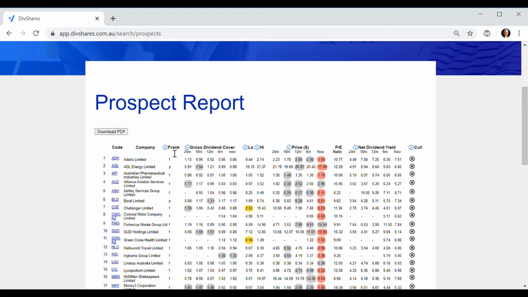Code, company, frank. Over to the left of the report is the ASX code, company name and franking group, which have been included only for reference purposes.